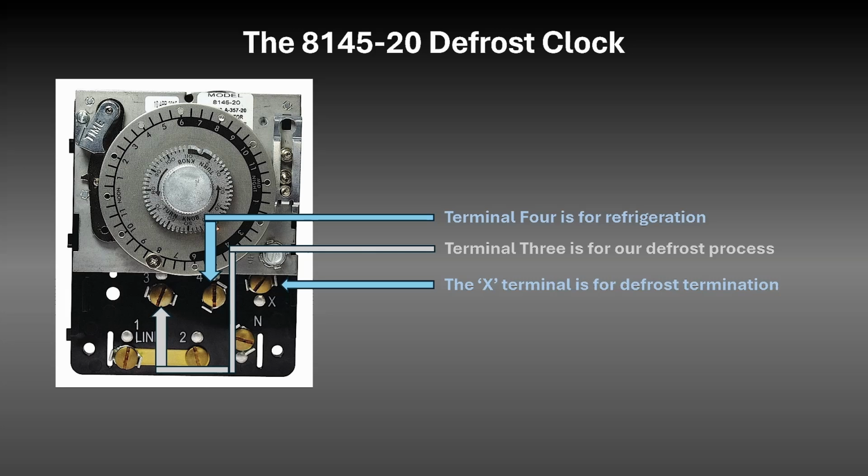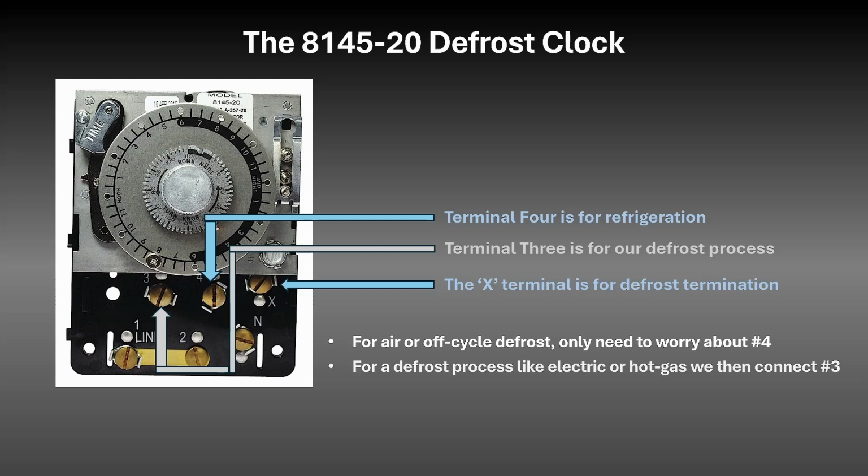Now, X is for termination of our defrost, and that's very cool how that works. We can talk about defrost termination fan delay switches. I'm not going to get into that right now, though, because this is just the entry into our clock. We'll talk about that another time. This is the important part to remember. For air or off-cycle defrost, the only thing we need to worry about is number 4, because we're not initiating anything. We're just turning off refrigeration. Number 3 is our signal to initiate defrost, but we're not telling anything to be initiated.